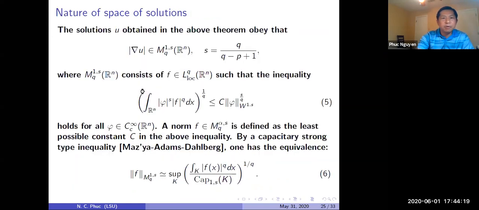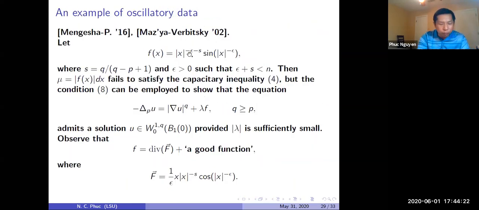The example is that you have to take, of course, the measure, and the data has to be non-negative, I mean, sign changing. So you look at this sign changing data, f, raised to some power here. You choose epsilon and s so that this is a locally integrable function, so epsilon plus s is strictly less than n. Then if you take the absolute value of f, it no longer satisfies that capacitary condition. It fails to satisfy that capacitary condition because of this power, epsilon, here.